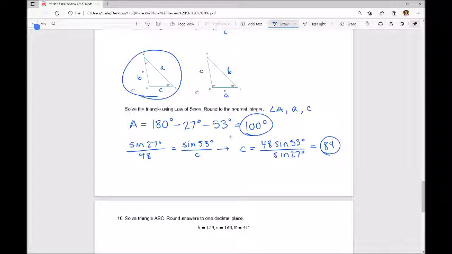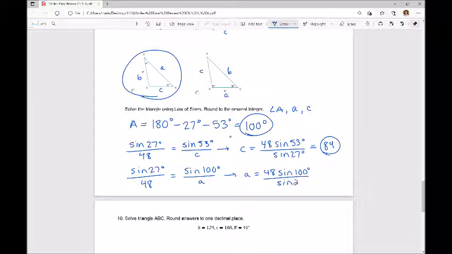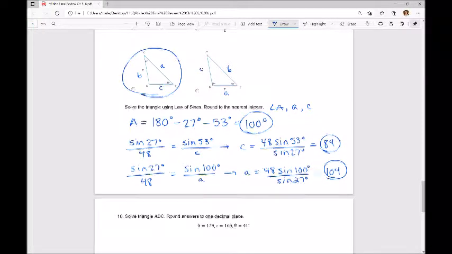So once again, we're going to set up a law of sines equation, but instead of side C, we're going to use the angle A side A pair. So we have sine of 27 over 48 equals sine of 100 over A, which tells us that A must be 48 times sine of 100 over sine of 27, which if you put that into the calculator, you should get about 104. So that is solving a triangle using law of sines.